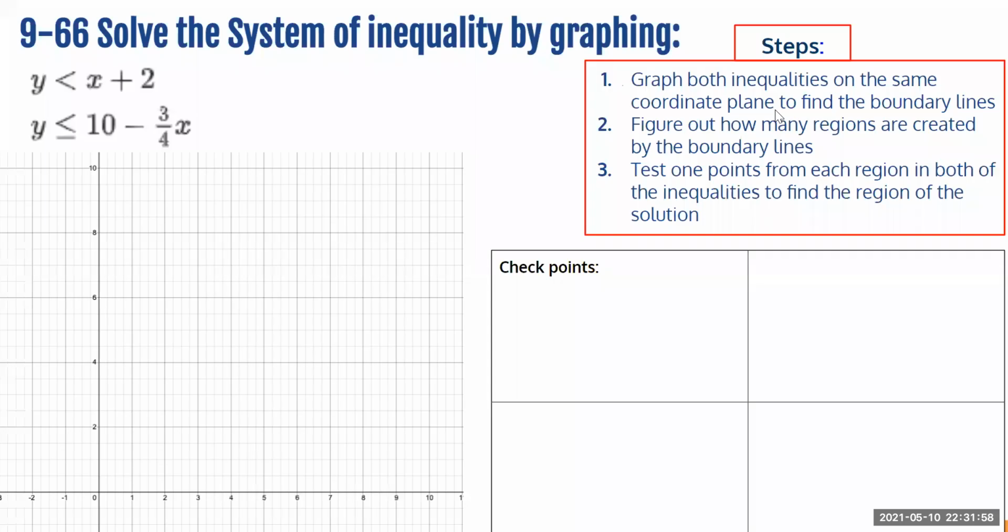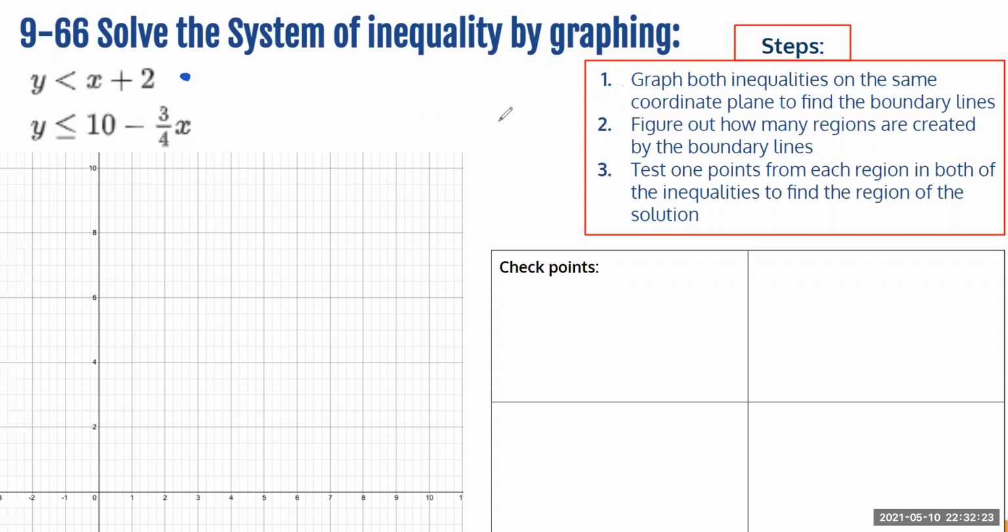Okay, we're going to solve this system of equations. So first step is to graph both inequalities on the coordinate plane to find the boundary lines. So we're not going to do the shading yet. We're just going to start with the lines. All right, so let's start with this first one. I'll put this in blue.